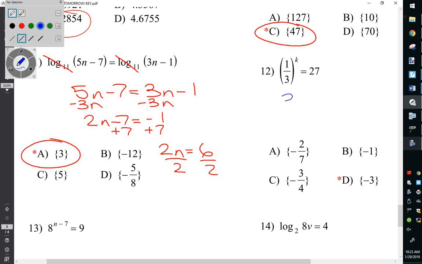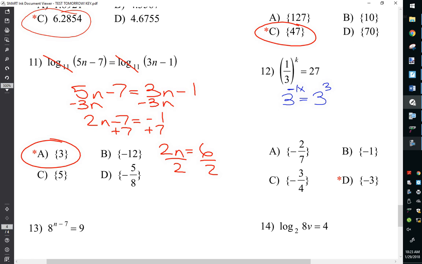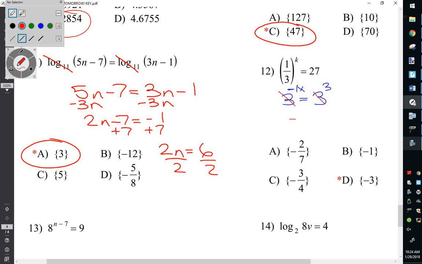Number 12, we can rewrite both sides to be the same base. So I got 1/3 and 27. I'm going to rewrite this side to be a base of 3. I'd have to put a negative 1 in order to flip it. And then I got the x already there. On the other side, I got 27, so I'd rewrite 27 as 3 to the 3rd power, because that's what it is. Cancel the 3's. Negative x equals 3. Divide by negative 1. X is negative 3.